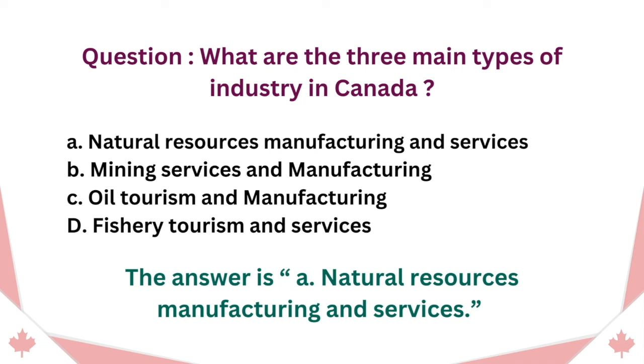Question. What are the three main types of industry in Canada? A. Natural resources, manufacturing, and services. B. Mining, services, and manufacturing. C. Oil, tourism, and manufacturing. D. Fishery, tourism, and services. The answer is A. Natural resources, manufacturing, and services.